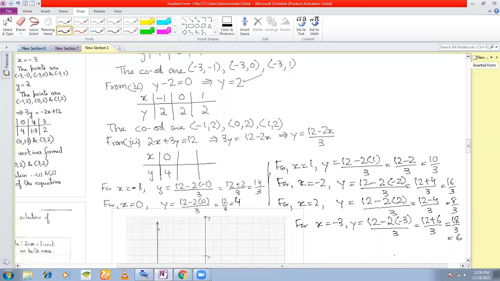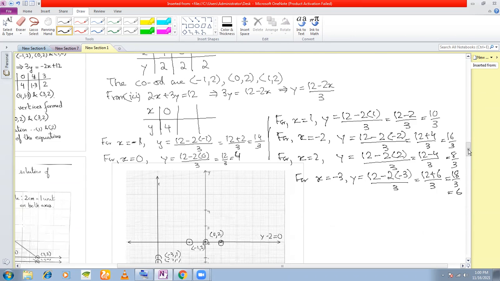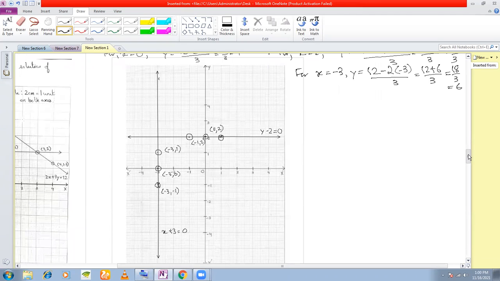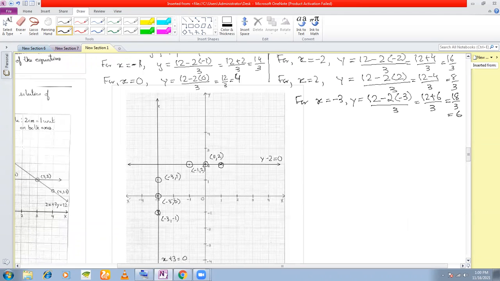Can you tell me the problem? What is the problem here? If we're getting for x is equal to minus 3, we are getting a convenient value, which is 6. So minus 3, 6 should be acceptable, right? But can we accommodate this on the graph here? No, sir. Y is equal to 6.